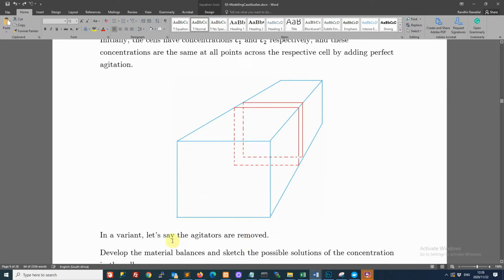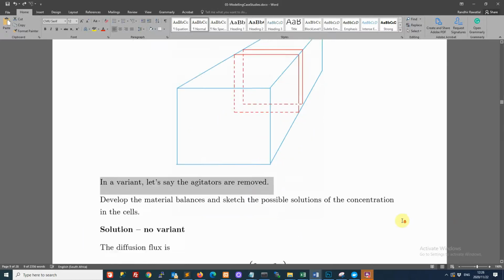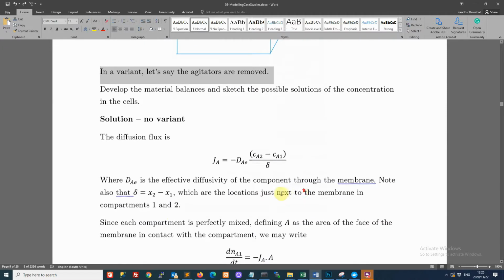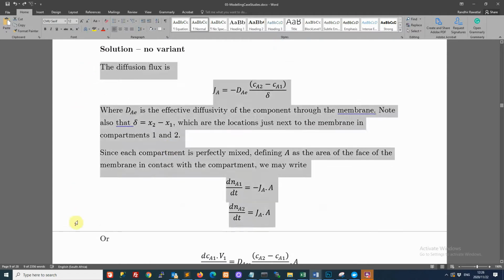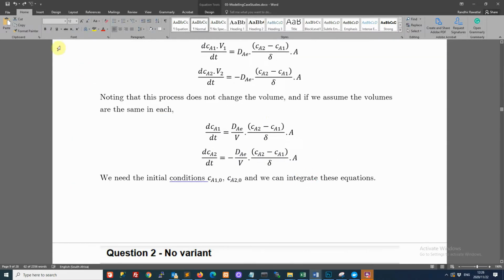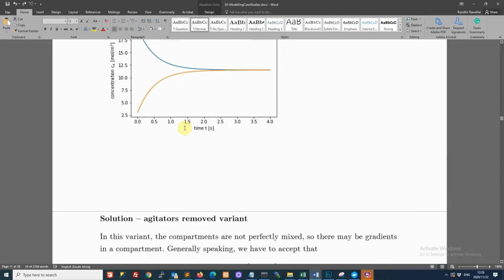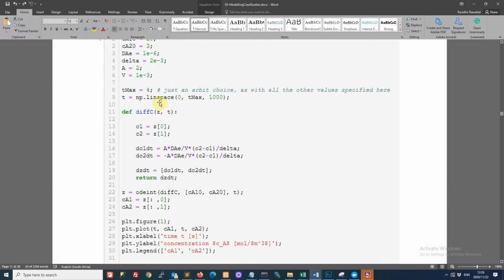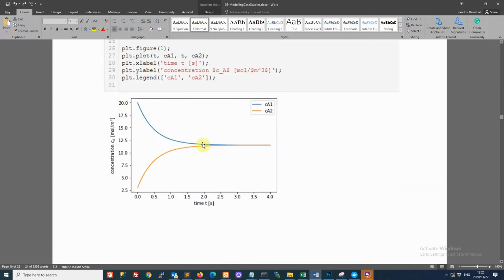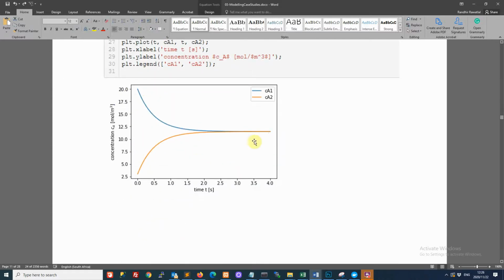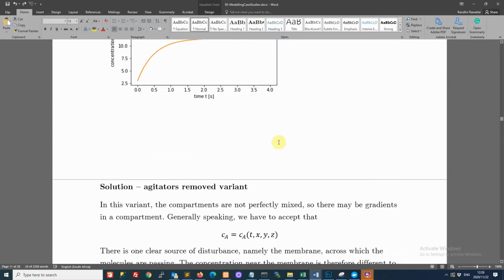And now we are interested in the variant of the problem with the agitators switched off. So we want to develop the material balances. And here's the solution when we do have perfect mixing. You can refer to that class discussion that we just had, where we showed, sticking some arbitrary numbers in, that due to diffusion across the membrane, the 2 concentrations in the 2 compartments eventually equilibrated to one steady value here. So that was the first variant.